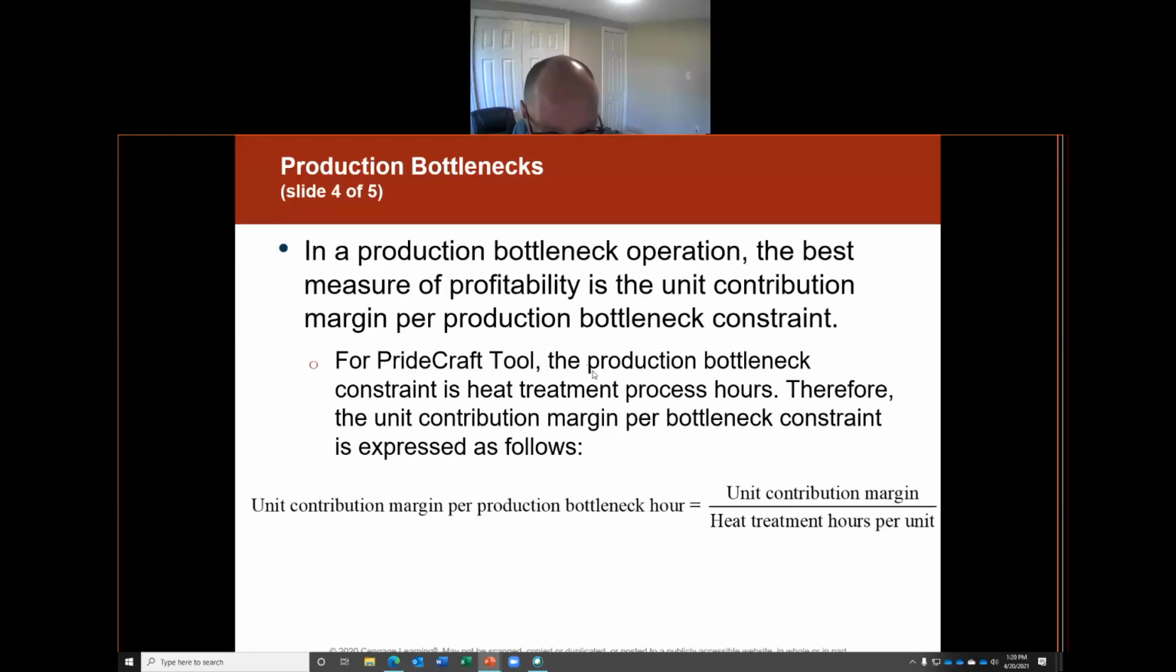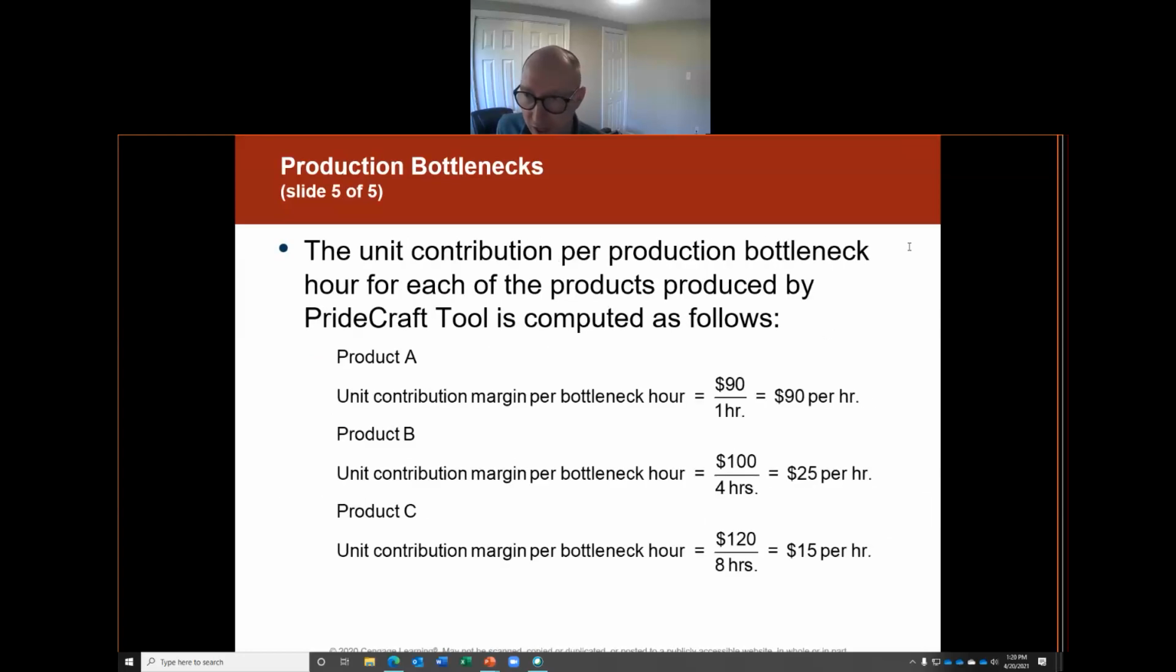All we need to do is find out the unit contribution margin per production during a bottleneck. Bottleneck, again, is when the demand is higher than the capacity. So to find that, we take the unit contribution margin divided by the heat hours per unit, which is, in this case, treatment per unit. So the contribution margin for product A was $90, the heat time was 1 hour. That's $90 per bottleneck hour.